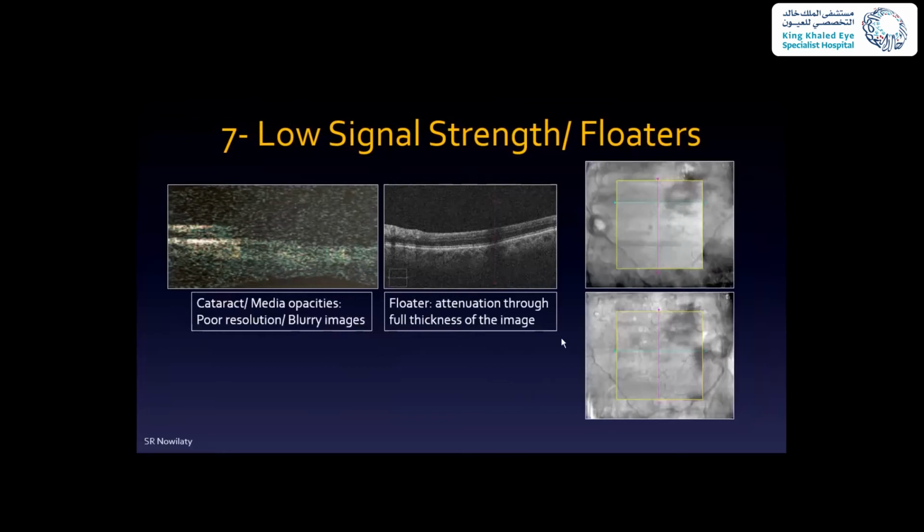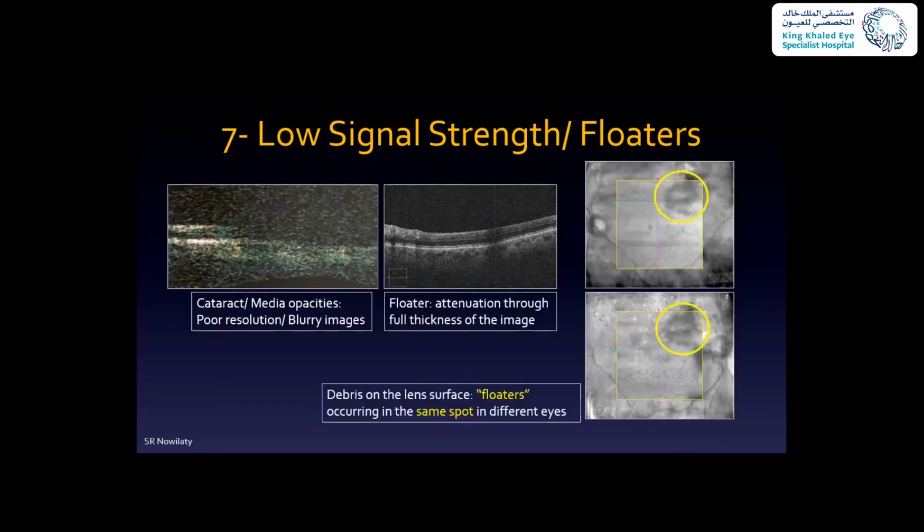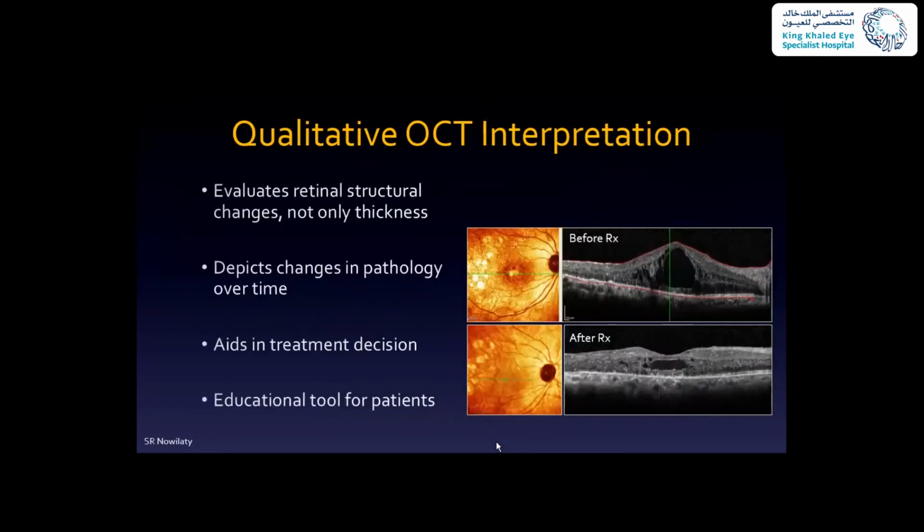How do you know if you have a floater or not? For instance, if you image two eyes and you've got the same kind of shadowing on every image, right eye and left eye, all of them with the shadow at the same place, then you're dealing with a floater or a cataract or something that blocks the image. So basically, debris on the lens of the OCT can give you these shadows in the same spot in different eyes.